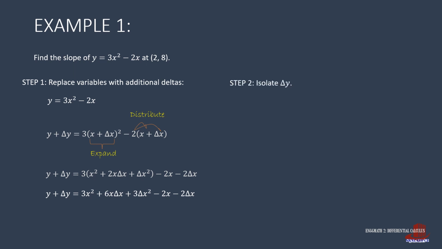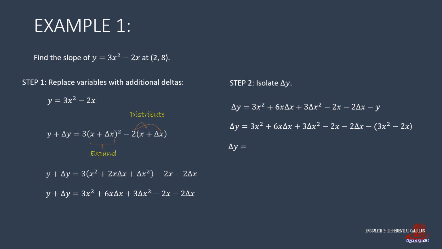The second step is to isolate delta y, and that is by transposing y to the other end of the equation. Also remember that from the premise, y is equal to 3x squared minus 2x. So we still have a simplified variable of x in the right side of the equation. After doing so, we can simplify the equation further by eliminating 3x squared and 2x, thereby having delta y is equal to 6x delta x plus 3 times delta x squared minus 2 times delta x.